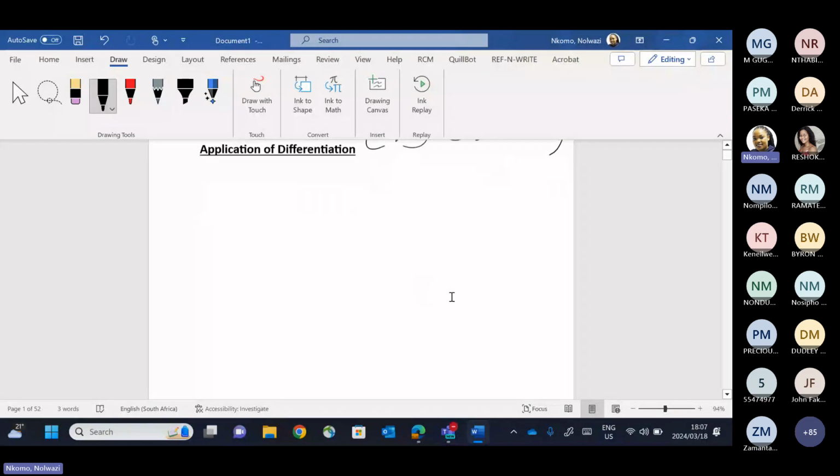Can you all see my screen, right? Yes, we can.